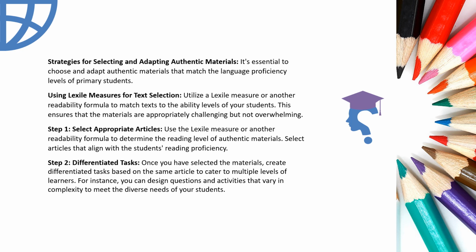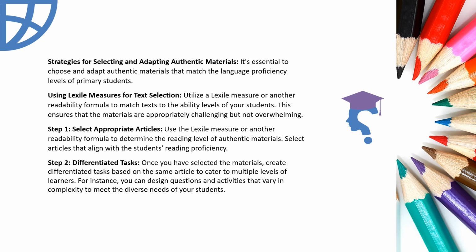Step 1. Select appropriate articles. Use the Lexile measure or another readability formula to determine the reading level of authentic materials. Select articles that align with the students' reading proficiency. Step 2. Differentiated tasks. Once you have selected the materials, create differentiated tasks based on the same article to cater to multiple levels of learners. For instance, you can design questions and activities that vary in complexity to meet the diverse needs of your students.